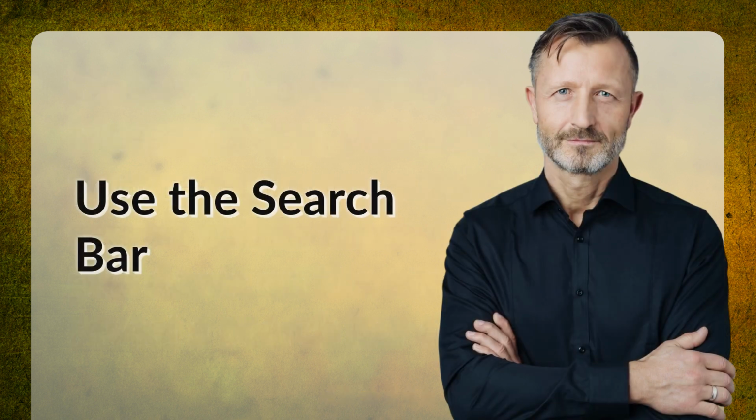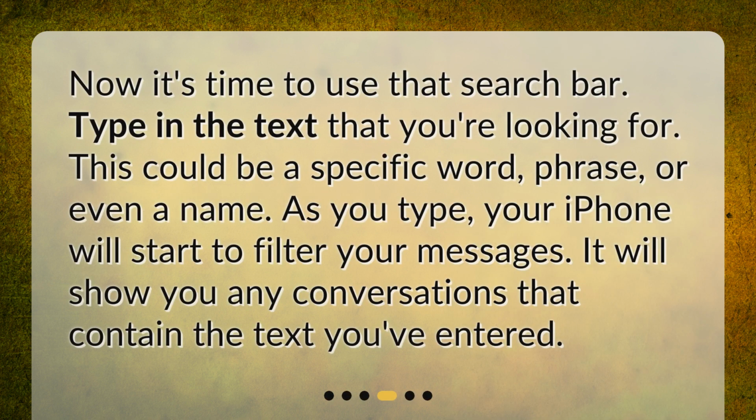Use the search bar. Now it's time to use that search bar. Type in the text that you're looking for. This could be a specific word, phrase, or even a name. As you type, your iPhone will start to filter your messages. It will show you any conversations that contain the text you've entered.